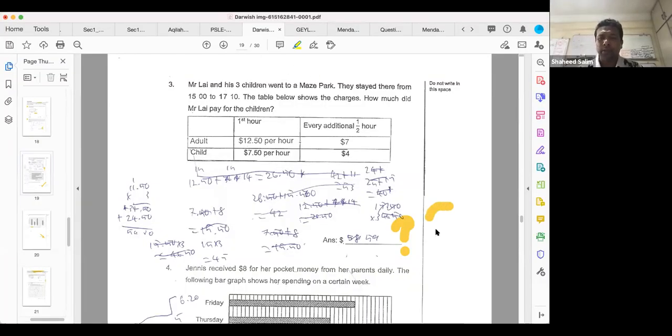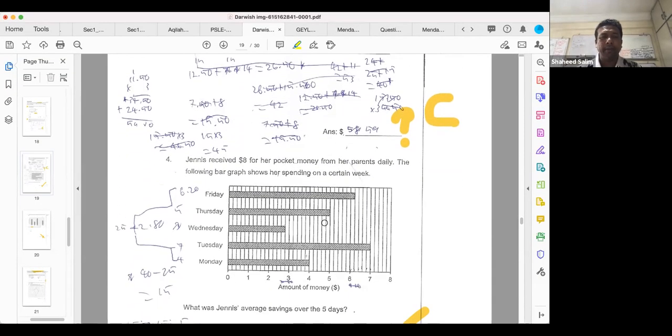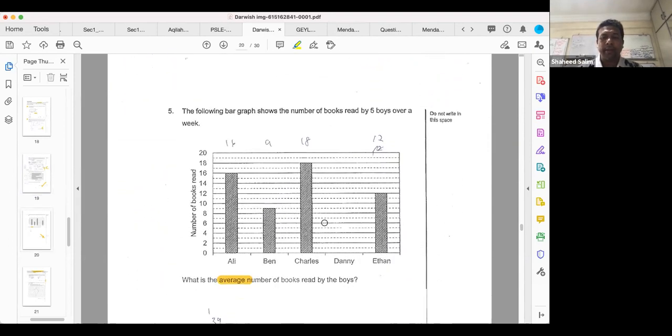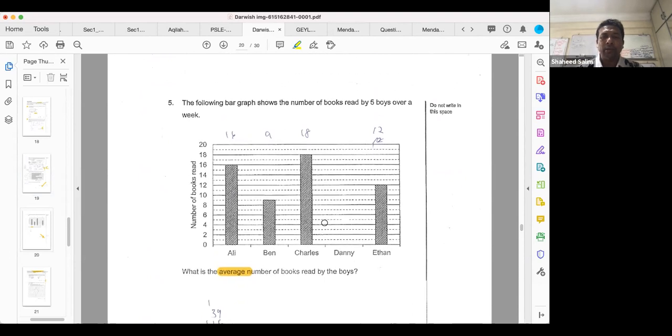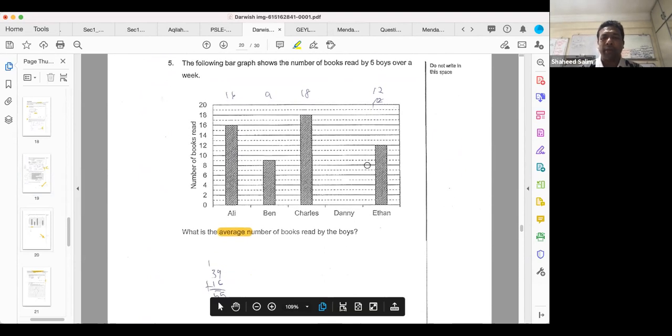Are you all right? So this is really correct. It's correct. This one you did not read carefully. You see, you found the total. You add all of them up, then you celebrate.